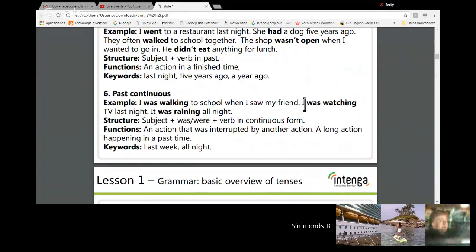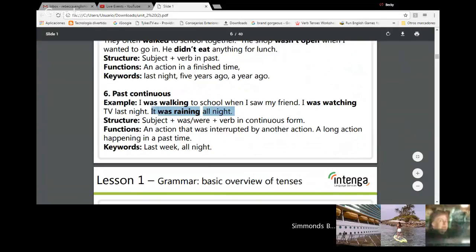Okay. I was watching TV last night, that's a duration. So you're not saying exactly for how long, okay? But it was probably an hour or two, maybe even 3 hours, because it is a continuous tense. And then it was raining all night. Well, the night we can say probably has at least 8 hours. So it was raining during those 8 hours. So that's a duration of time. So we don't always have to specify with numbers, but it's due to the context. All right. Any questions with this one? Any doubts that you might have?